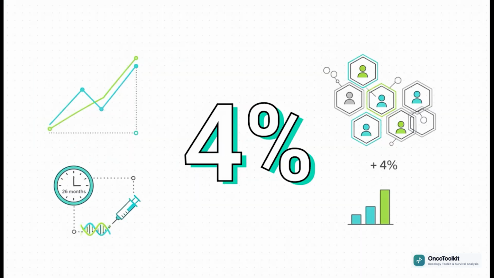So what does this actually mean in the clinic? Well, if you look at the 26-month mark, it translates to a 4% absolute difference in survival probability between the two groups. That's a real, tangible number you can use to communicate the treatment's impact.